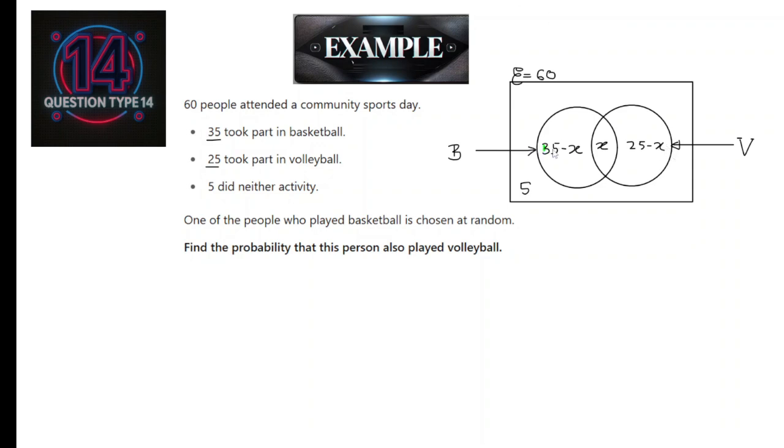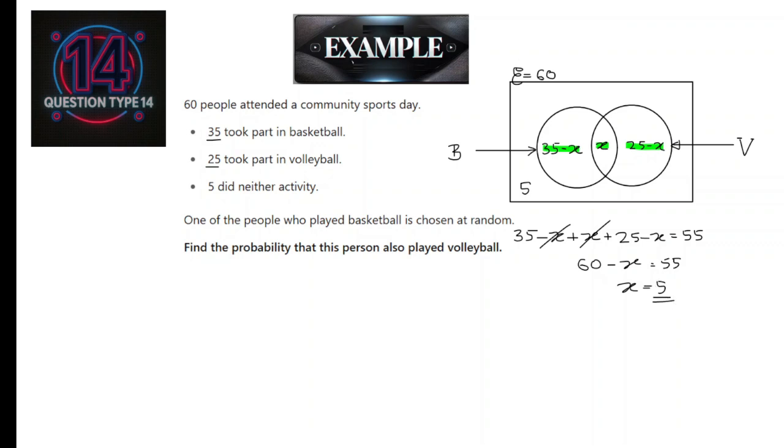Now I know this, and this. If you add them together, you're supposed to get 55. Why 55? Because 60 here, 5 here. I know these should add up to 55. So what you can do is write 35 minus x plus x plus 25 minus x equals 55. Now you can simplify this. You can see that minus x and plus x get cancelled out. 35 and 25 is 60 take away x is 55. So obviously 60 take away 5 is 55. So x must be 5.